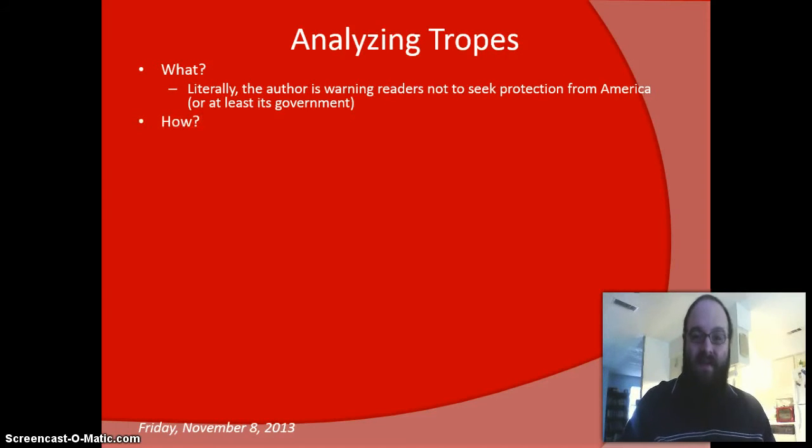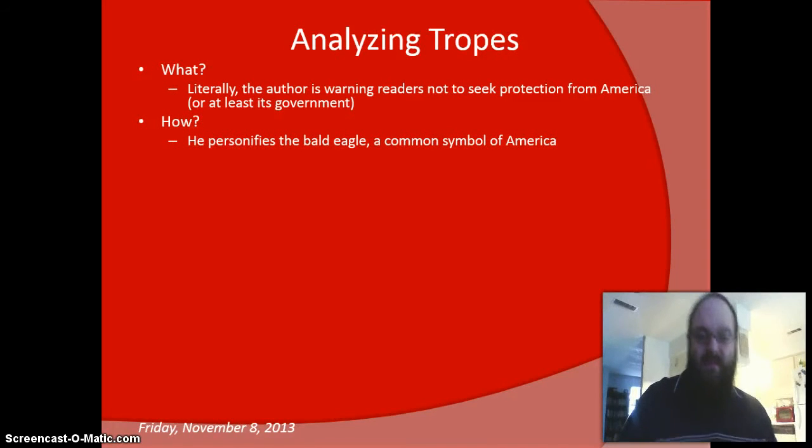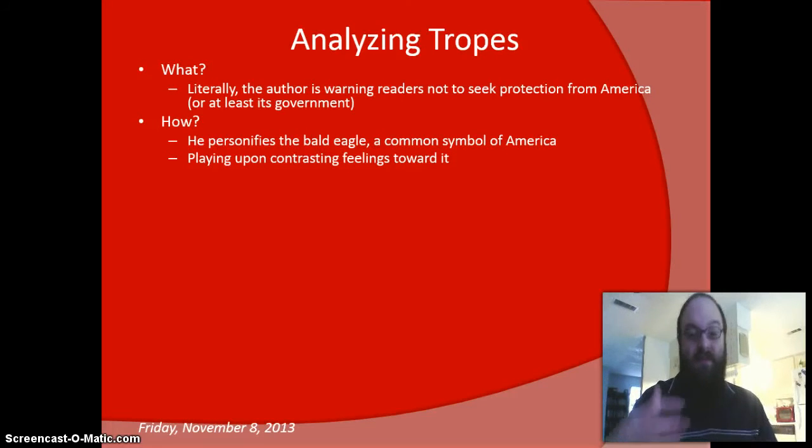How does he go about doing this? Well, I've already said it. He uses personification and symbolism. He personifies the bald eagle, which is a common symbol of America. And he's actually playing upon our contrasting feelings toward the eagle. Why? Why is he doing this? Here's where I really get into my analysis.